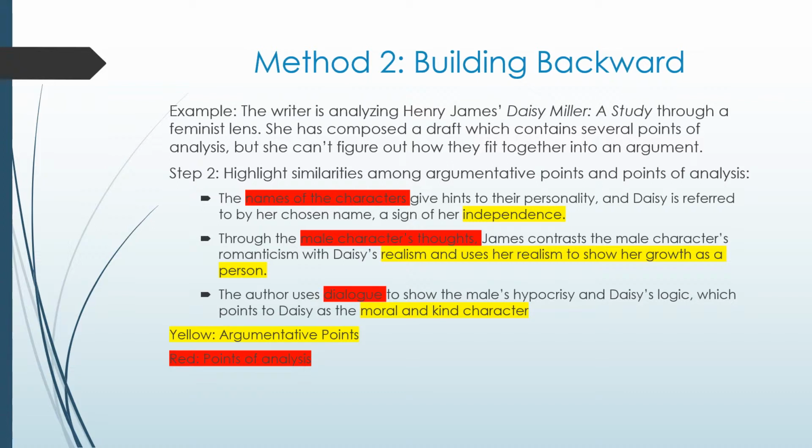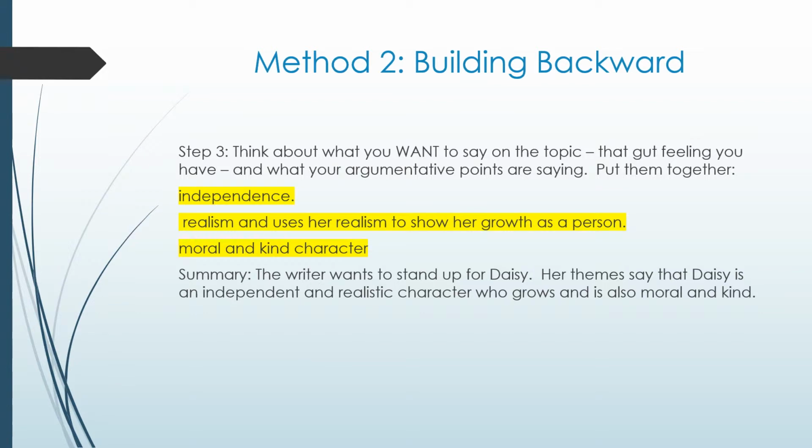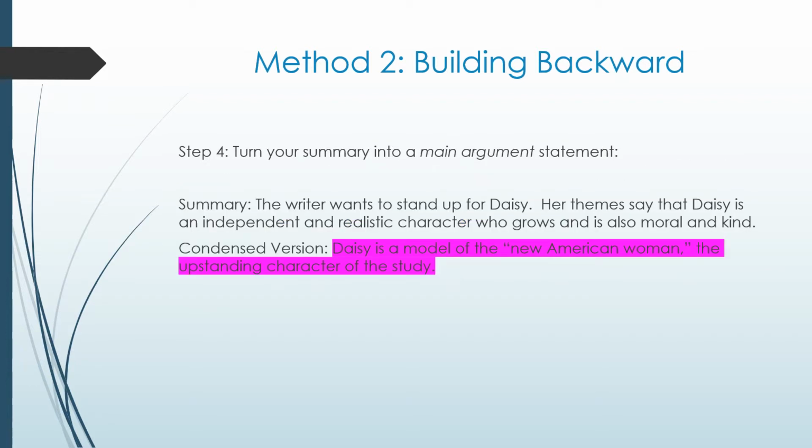The argumentative points are in yellow, and the points of analysis, or the tools through which she makes her analysis, are in red. She will then think about what she wants to say on the topic and put together her argumentative points. In summary, her points say that Daisy is an independent and realistic character who grows and is also moral and kind. The writer then turns her summary into a main argument statement, shown in pink.